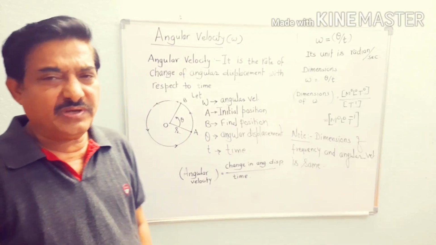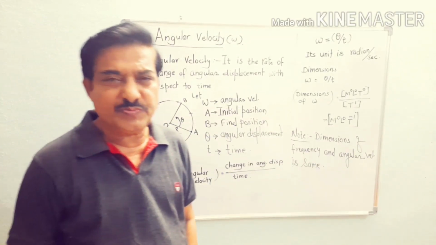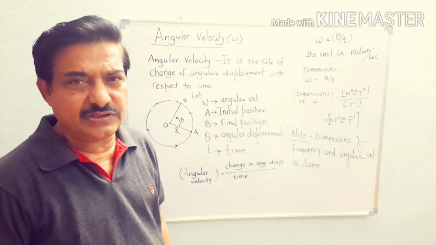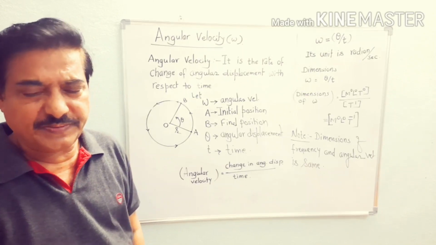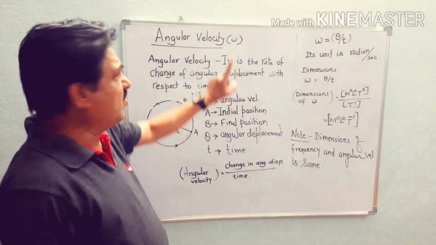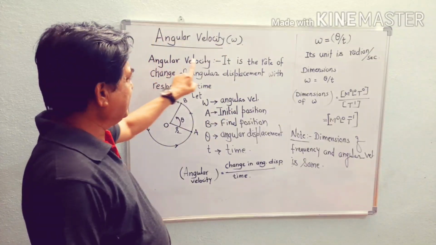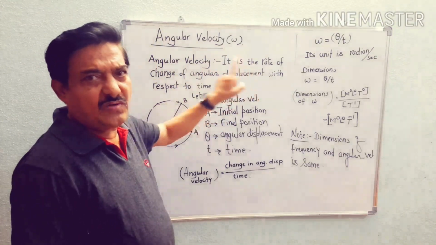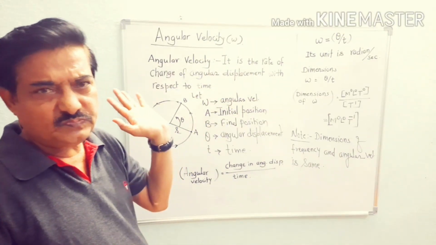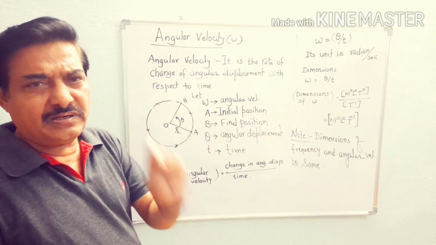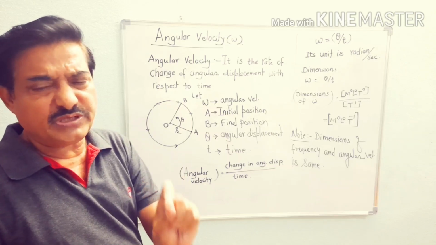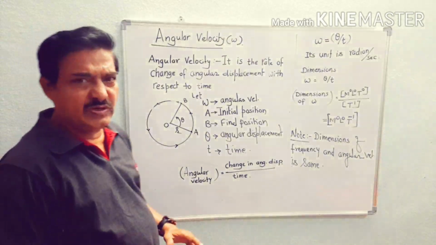In the last period, we have seen the term angular displacement. Today, we will see the next term, that is angular velocity. What is meant by angular velocity? Angular velocity omega is defined as the rate of change of angular displacement with respect to time. It is the rate of change of angular displacement with respect to time that is known as angular velocity.